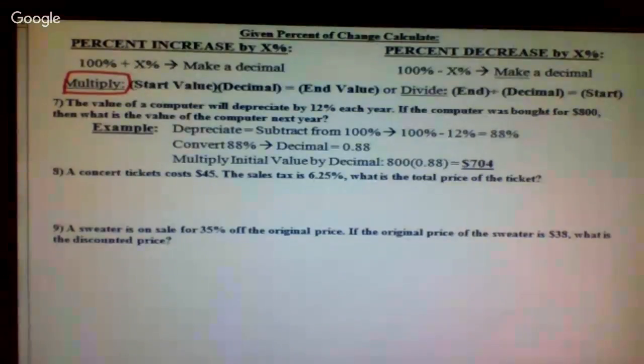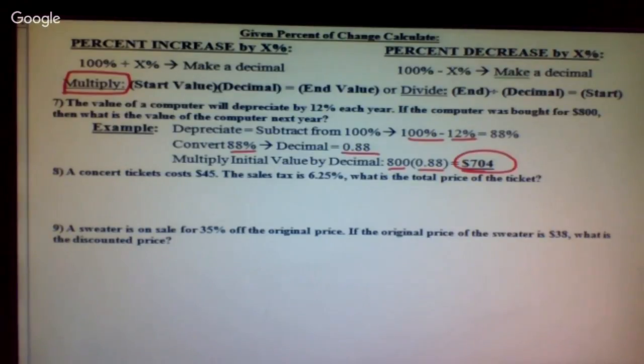So if you take a look at number 7, it says we're depreciating by 12%. Depreciating means what? Decrease. So you would take 100 and subtract off the percentage that you're decreasing by. If we're decreasing by 12%, that means we're technically only paying 88% of the value. Make sense? Okay, so we then convert it. 88% as a decimal is 0.88. They gave us an initial value of 800, so you multiply that by the percentage. So with that decrease, you would only pay $704.